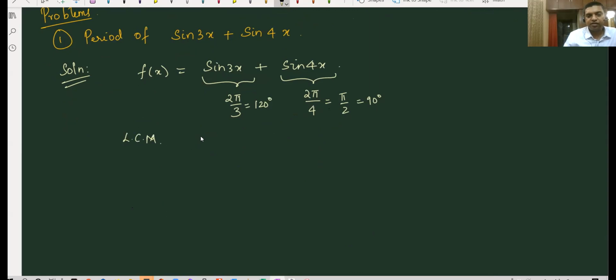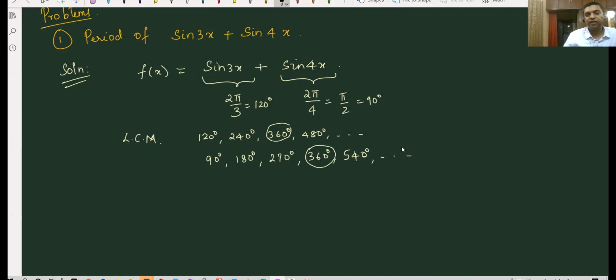You cross check. So 120, 240, 360, next 480, and so on. And the other one, pi by 2, 90, 180, 270, 360, then 540, and so on. What is the least? 360. Okay. So the period is 2 pi. Good. Period is 2 pi.